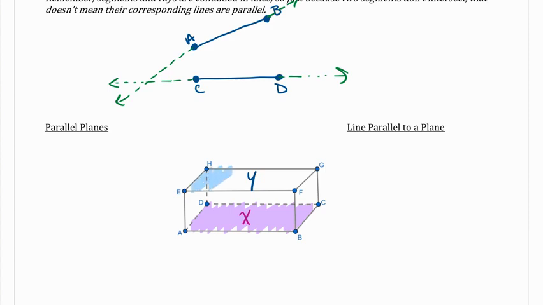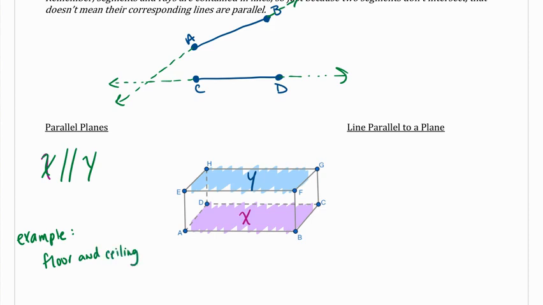Those two planes, the bottom of the prism and the top of the prism in the picture as we see it, will never intersect, right? So I can say over here that plane X is parallel to plane Y, right? We can also say that planes are parallel to each other. A great example of parallel planes, if I'm thinking of a room, the floor and the ceiling of a room are always going to be parallel planes. You can also think of walls in a room. They just have to be walls that are opposite each other, right? Not the walls that intersect.